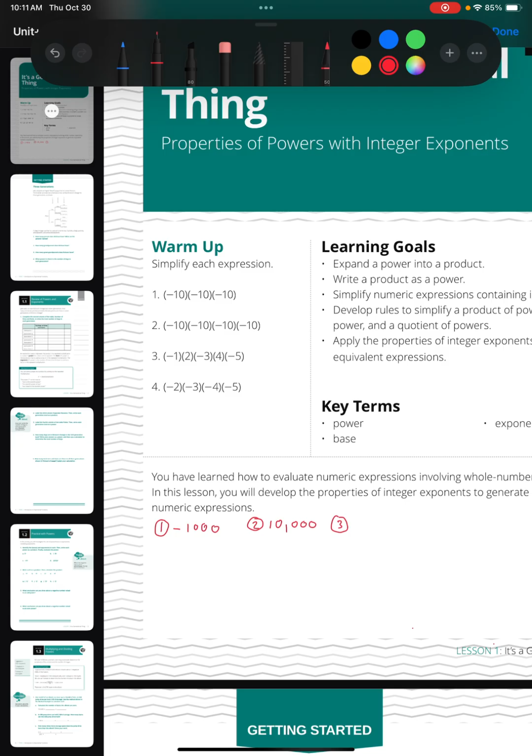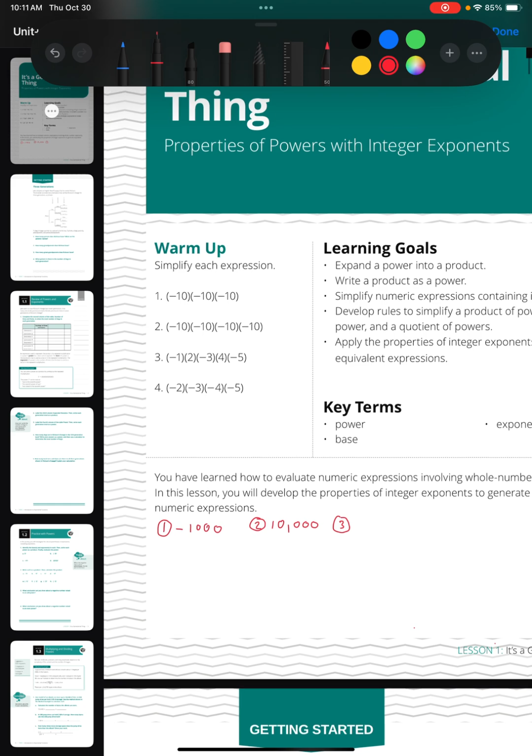For the third one, again, now they're not all positive or negative. We have some of them. So count up the number of negatives you have. We have 3 negative numbers there. So that means we have an odd number of negative terms. So we're going to end up with a negative answer. And if we multiply 1 times 2 times 3 times 4 times 5, we're going to get 120. So we end up with negative 120.